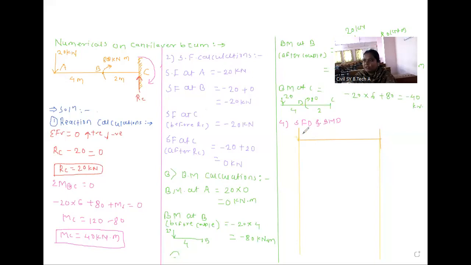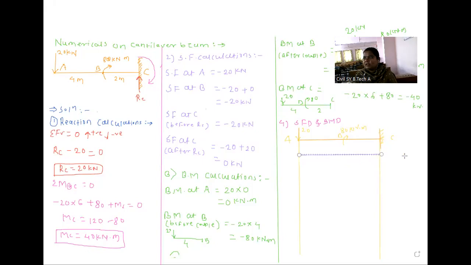So at A point here, a point load is applied. This is B point here. A moment couple of 80 kilonewton meter is applied, and this is fixed support C. This is B point and this is A point. Now we have to draw the shear force and bending moment diagram here. So the shear force values are all minus. So is the shear force diagram above or below the baseline? Below the baseline. Okay, so we will draw.